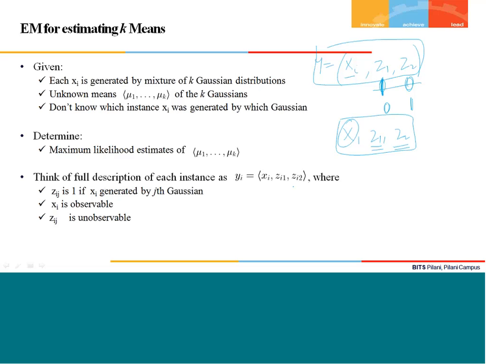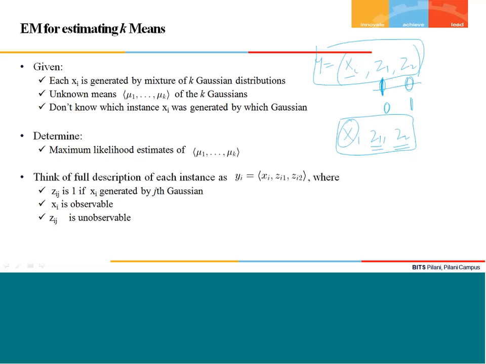So all these things are written here. Each xi is generated by a mixture of k Gaussian distributions with unknown means. We don't know the means of these Gaussian distributions, and we also don't know which instance xi was generated by which Gaussian, right?